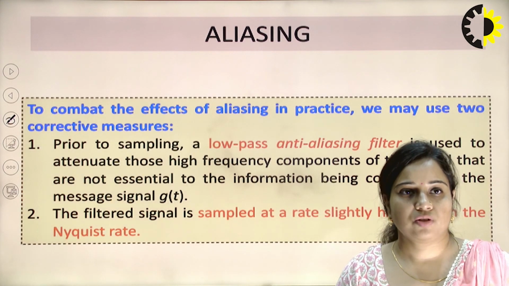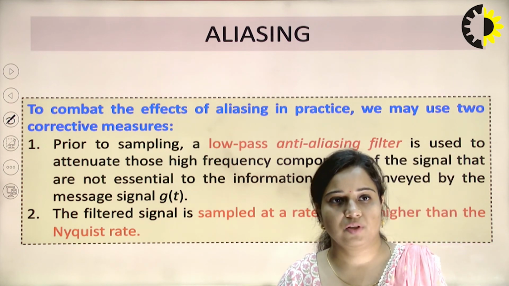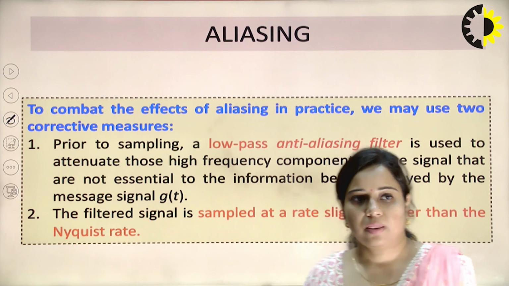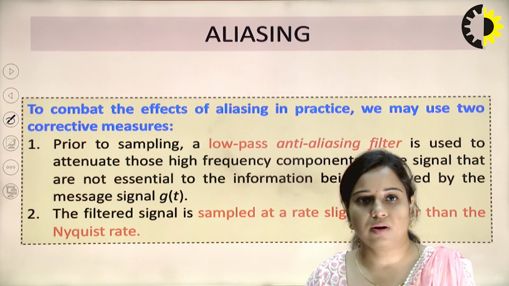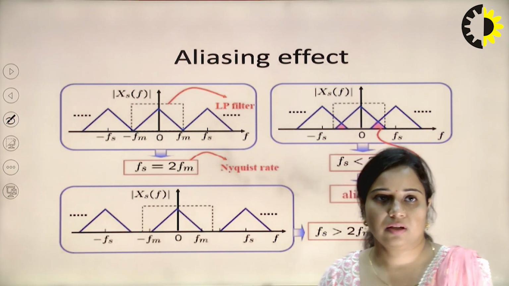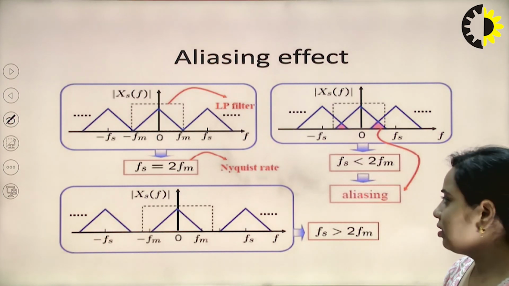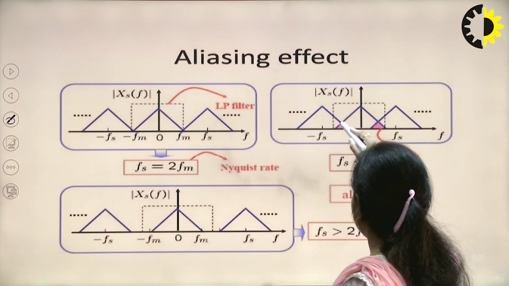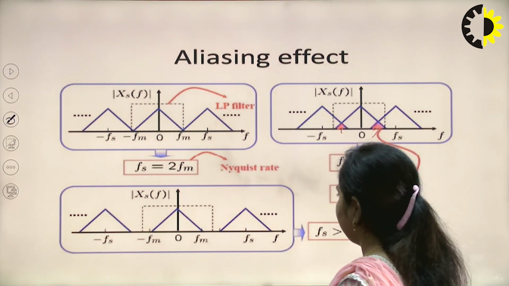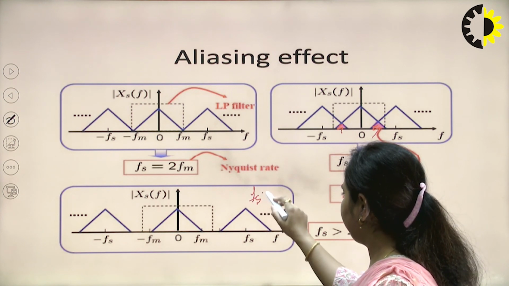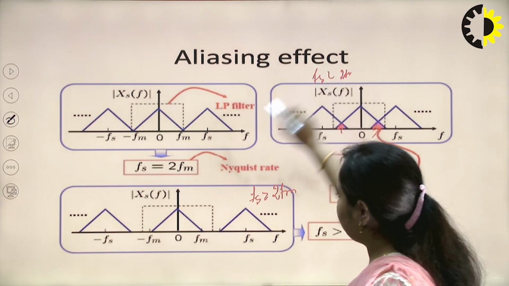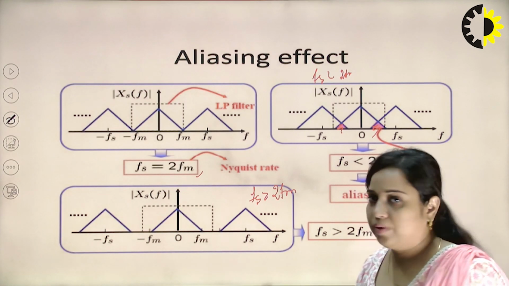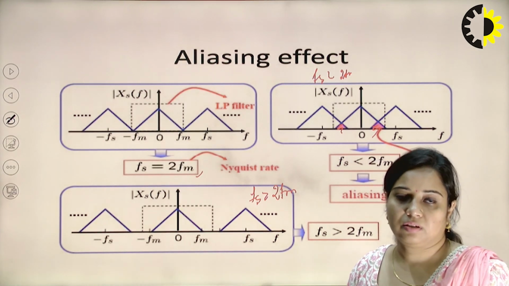So, to combat the effects of aliasing in practice, we may use two corrective measures: a low pass anti-aliasing filter, and the filtered signal is sampled at a rate slightly higher than the Nyquist rate. So, Fs should always be greater than or equal to 2 Fm, which we consider. These are the aliasing effects that you can see. Now, this is passed through a low pass filter. This is overlapping of the samples when Fs is less than 2 Fm, this is the case when Fs is greater than 2 Fm, and this is the case when Fs is equal to 2 Fm. So, this is showing where aliasing has occurred.